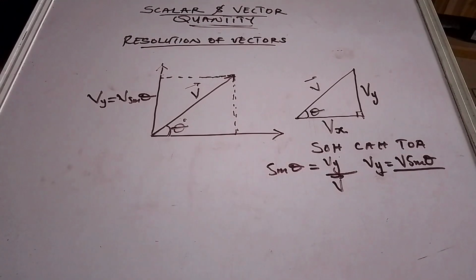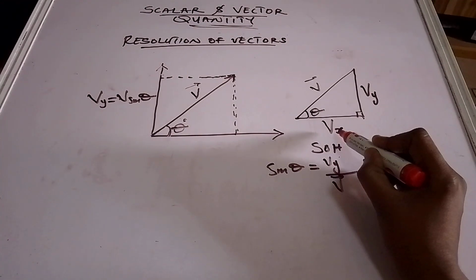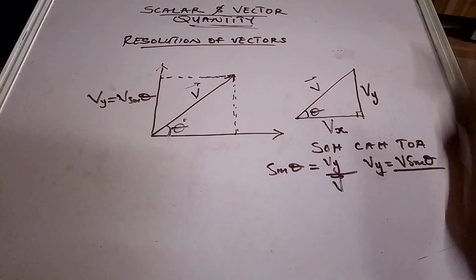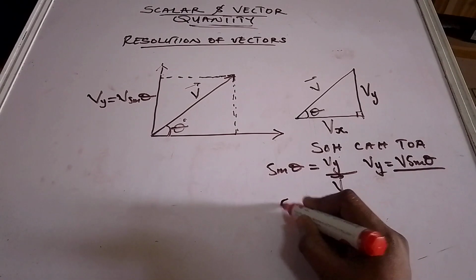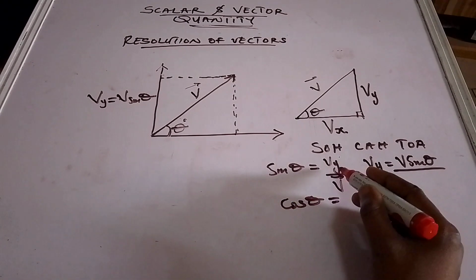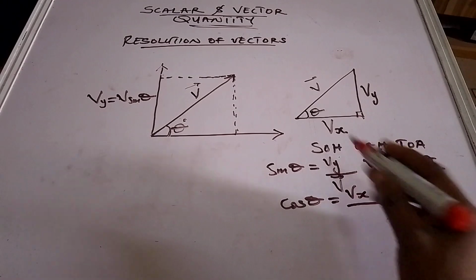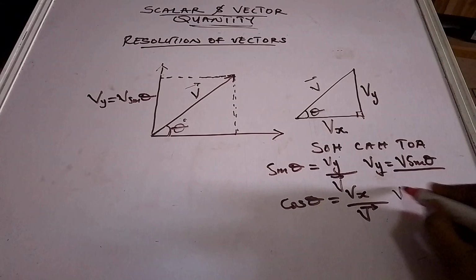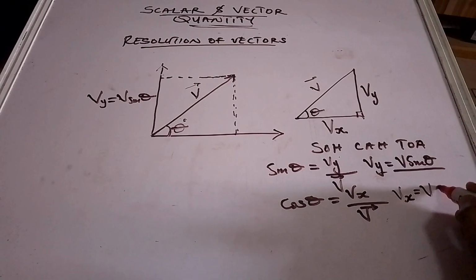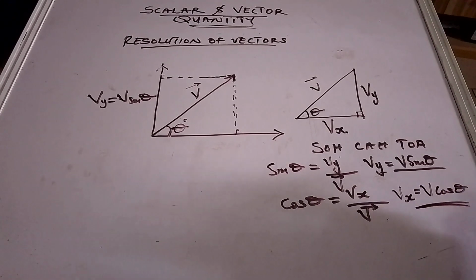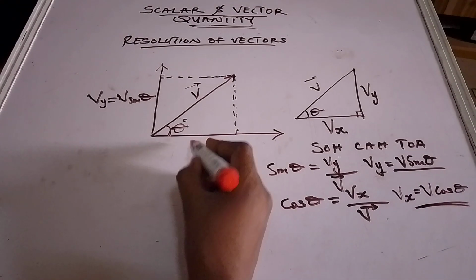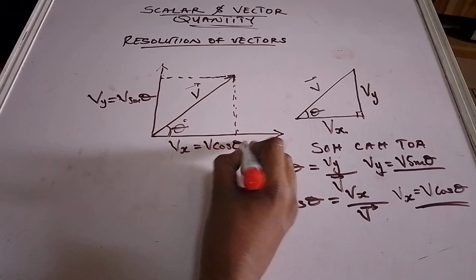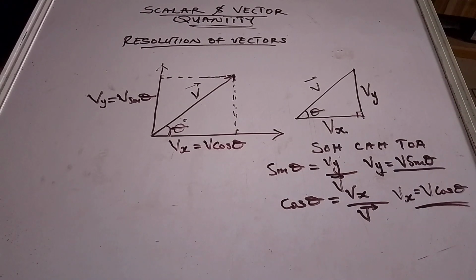Now let's look at the horizontal component of the force. The horizontal component is the adjacent to this hypotenuse. So adjacent and hypotenuse is going to be cos theta. The adjacent is the Vx, and the hypotenuse is the vector V. If I make Vx the subject of the formula, Vx is going to be V cos theta. So the horizontal component of a vector force is given as Vx equals V cos theta. You don't need to just cram it, but you need to understand how we deduce that.